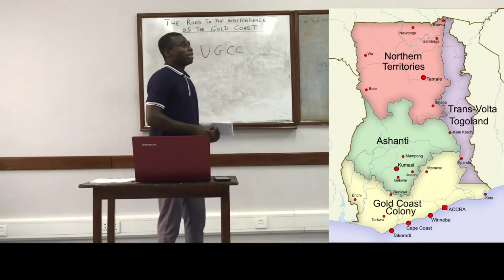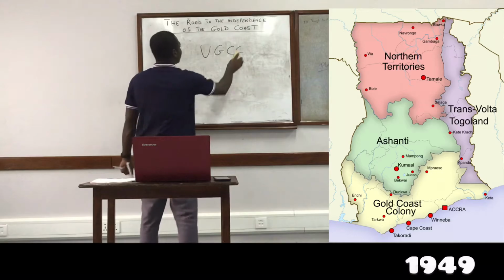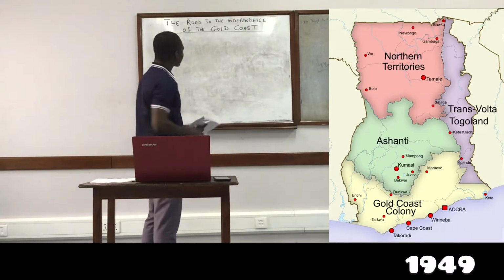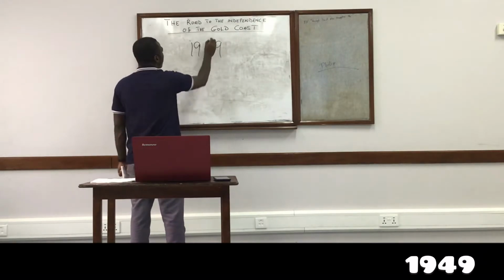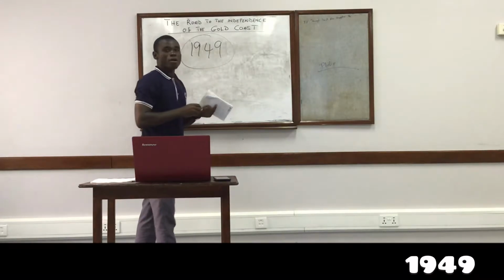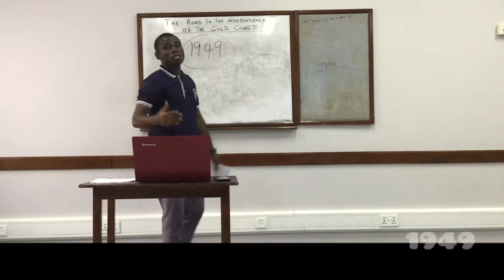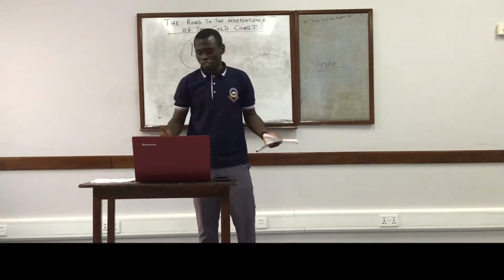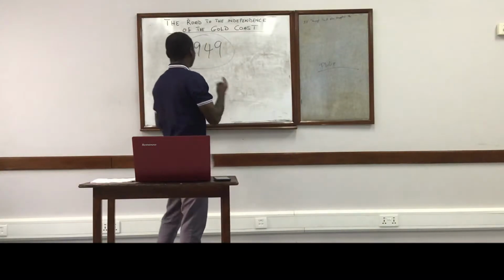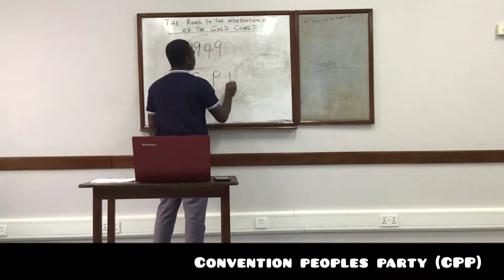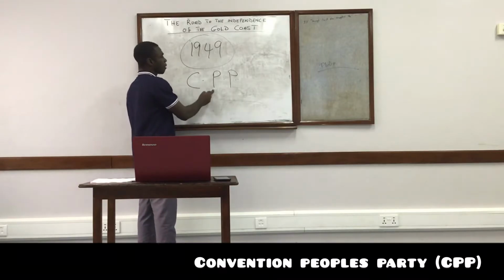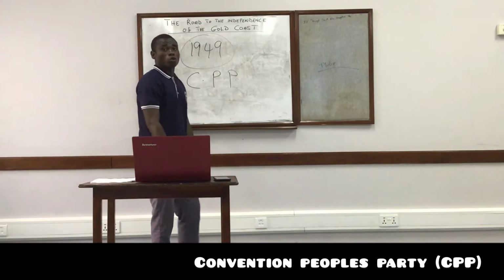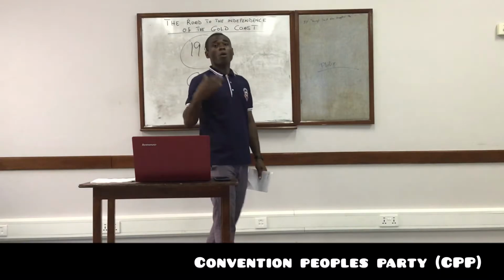So in 1949, Dr. Kwame Nkrumah broke away from the UGCC. He left the UGCC and formed his own party, which is called the CPP. The CPP is the Convention People's Party, which was formed by Dr. Kwame Nkrumah.